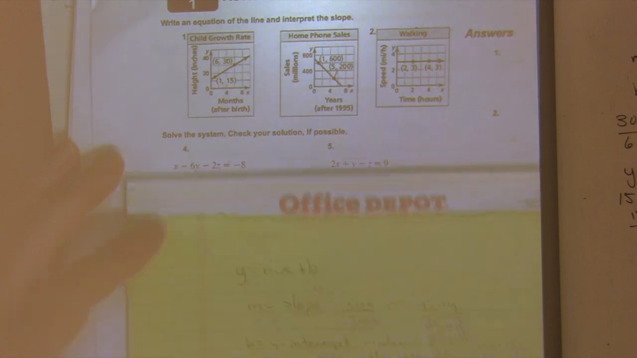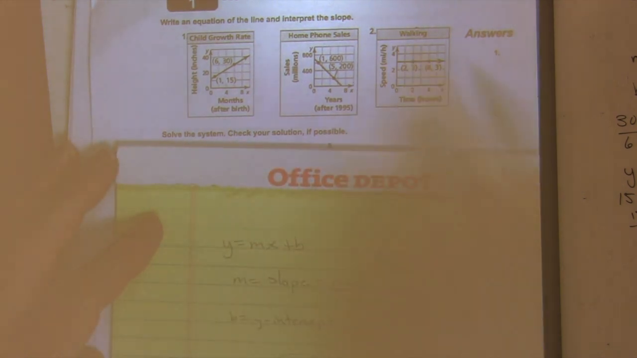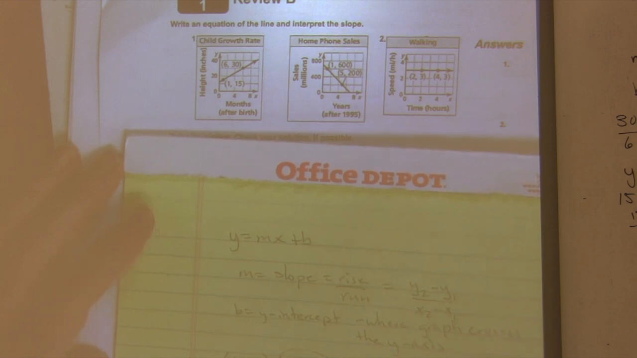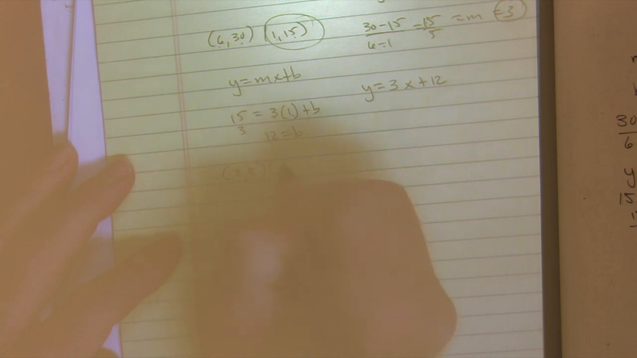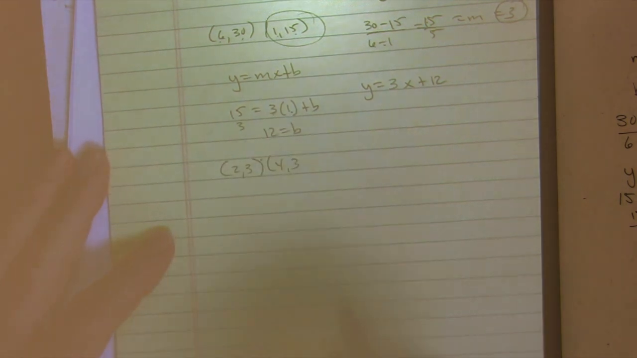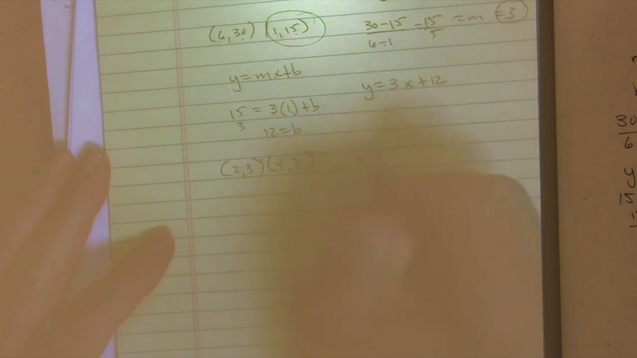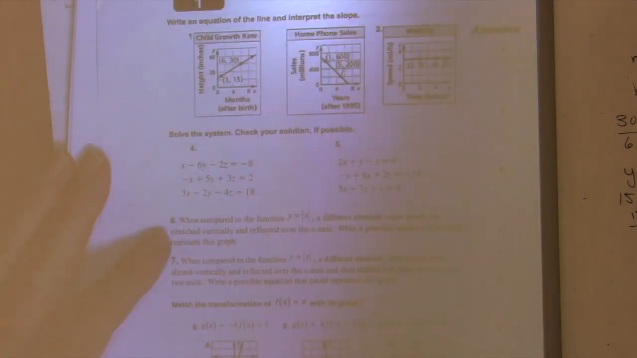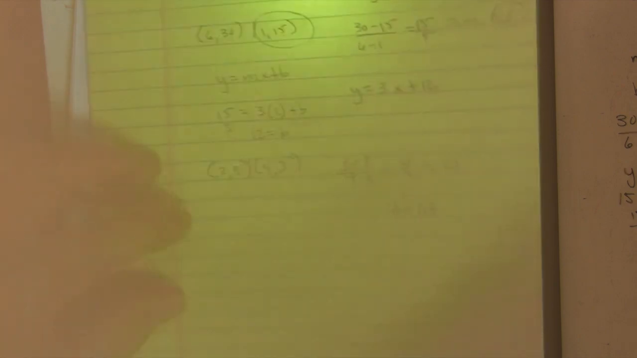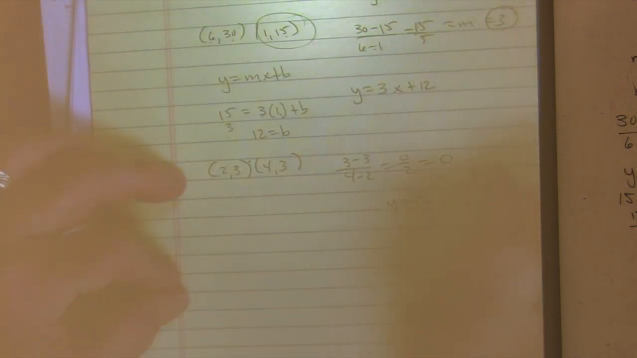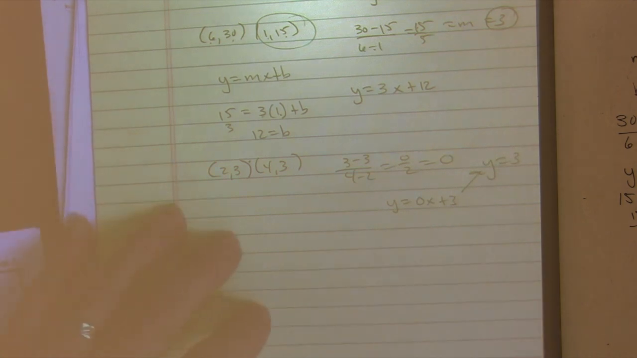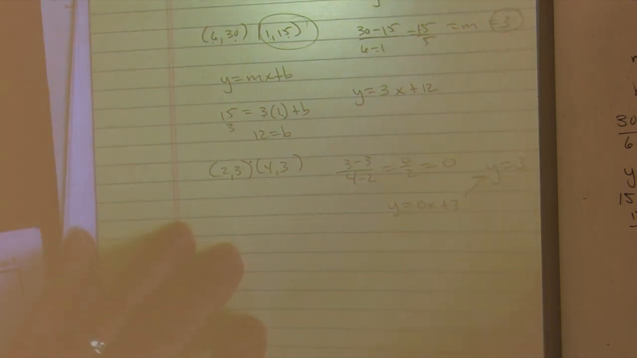So the others are the exact same. Number 3 is a little bit different in that we have the ordered pairs 2, 3, and 4, 3. Okay? And so when I do this, I get 3 minus 3 over 4 minus 2, and I get 0 divided by 2, and 0 divided by anything is 0. So our slope is 0. We also know that the y-intercept, we know it crosses at 3 because it's always at 3. So our equation would just become y equals 3. So that's how you do the first 3.